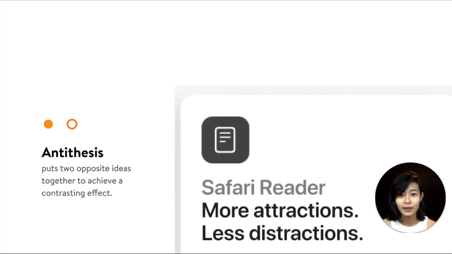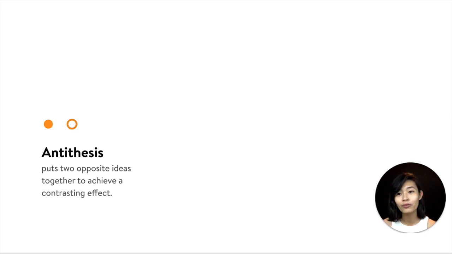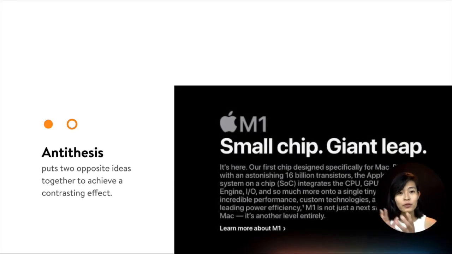This is an example. More attractions, less distraction. So we have more of something and less of something. And you also notice it ends off with "-tions", which makes it rhyme. This is another example of the antithesis. Small chip, giant leap. So there's a juxtaposition right here.